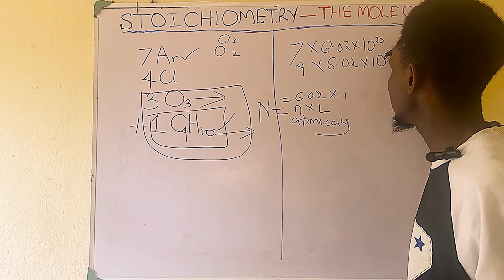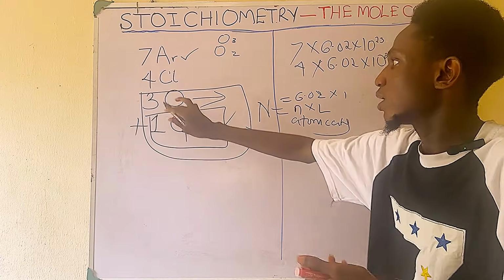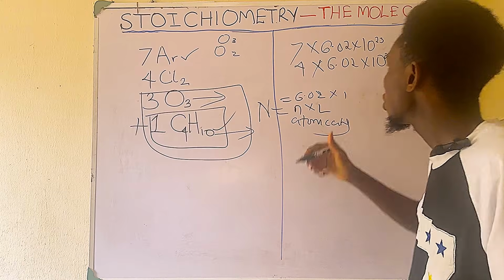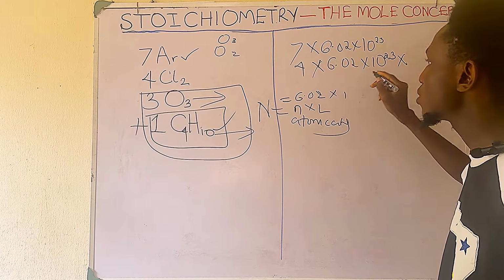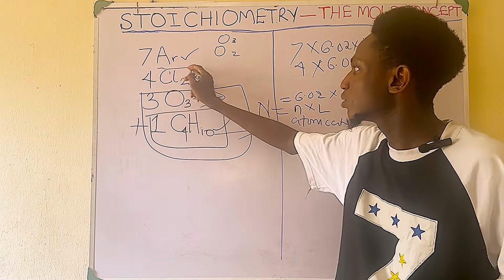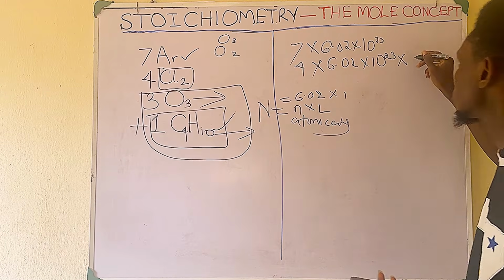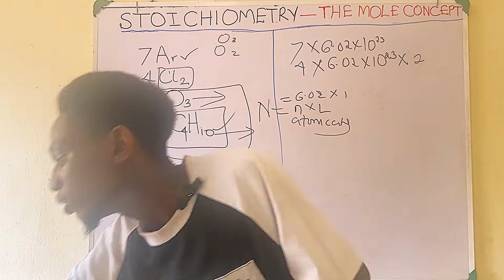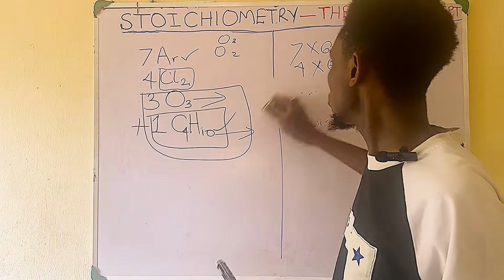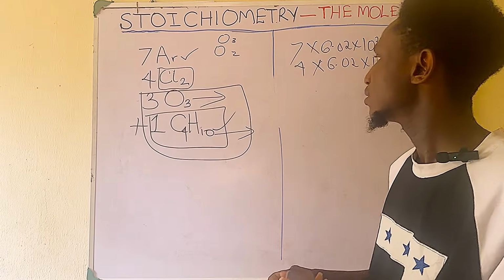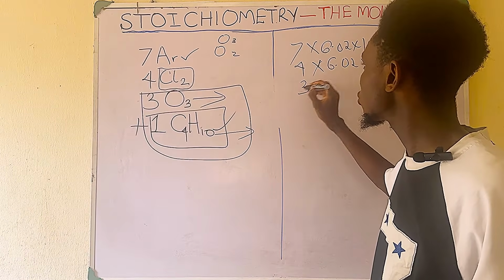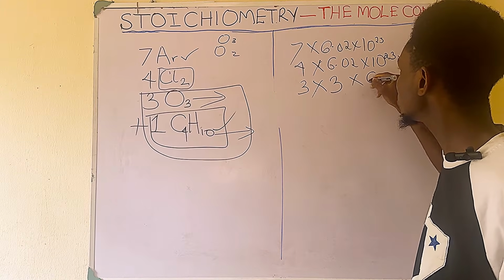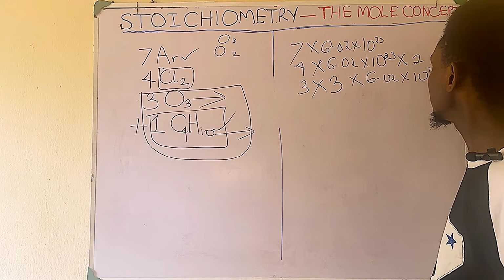So times 10 power 23. Oh, sorry, chlorine molecule. I didn't even see it before. Chlorine, 4 moles of chlorine molecule. So we have 4 times 6.02 times how many atoms is in a chlorine molecule? We have 2 atoms. So times 2. Now, for this third one, we are going to have 3 moles of ozone times the atomicity. What is the atomicity in ozone? It's 3. So 3 times 6.02 times 10 power 23.